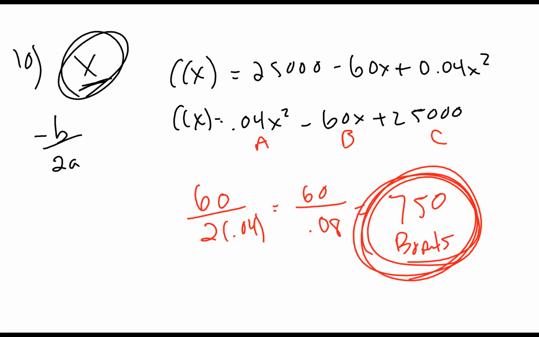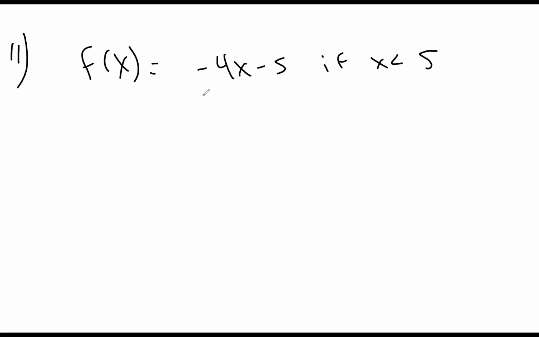Okay, so the next one is number 11. This is where we talked about having 2 different functions, and we're plugging values in based on our domain. We have negative 4x minus 5 if x is less than 5, and we have 4x plus 3 if x is greater than or equal to 5. So here's what the problem looks like.